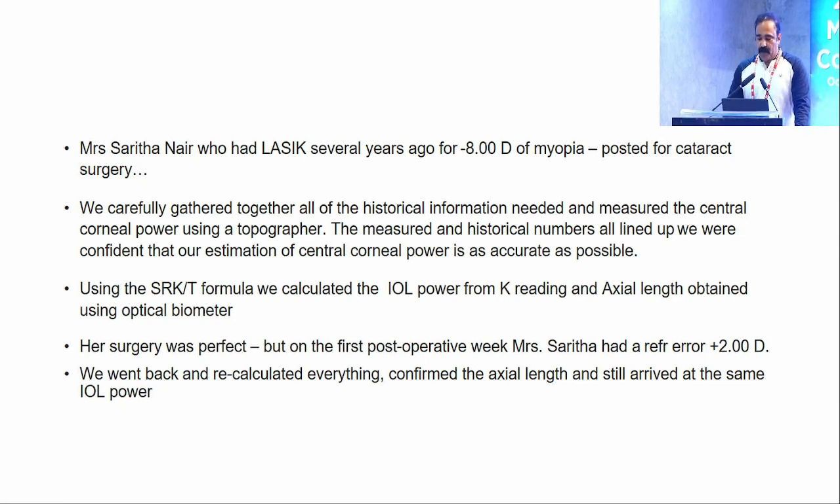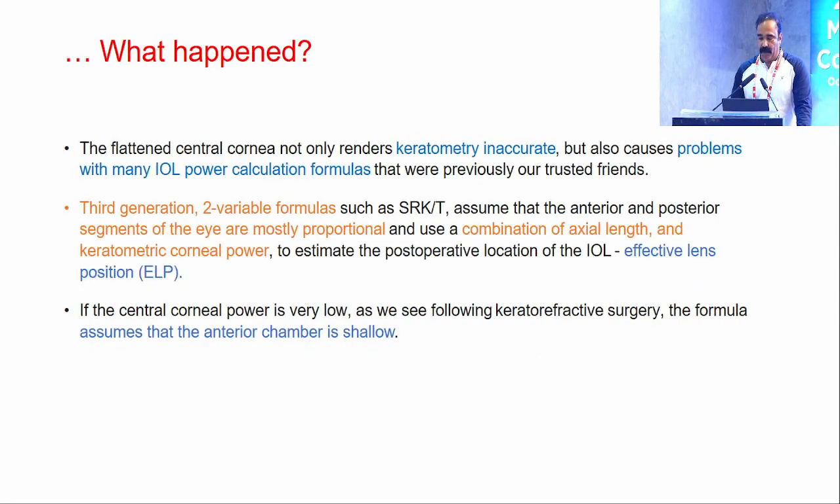But in the first postoperative week, she had a refractive error of 2 diopters. So we went back, recalculated everything, confirmed the axial length, and still arrived at the same IOL power. So what happened? The flattened central cornea not only renders the keratometry inaccurate, but also causes problems with many IOL power calculations, which have been our friends for long.